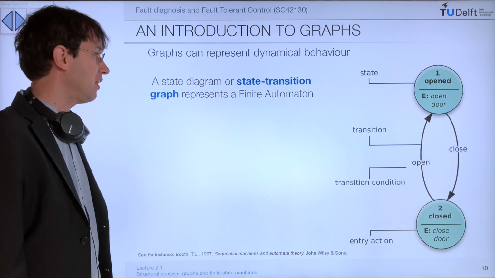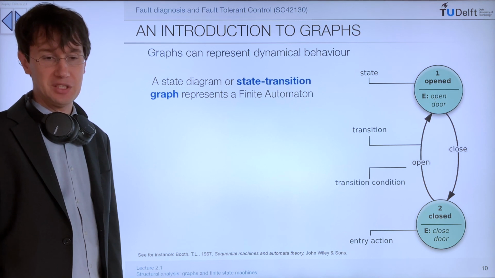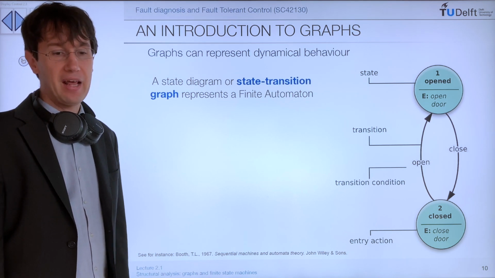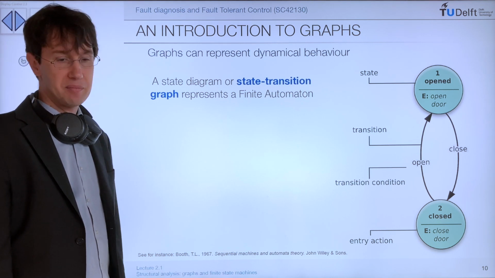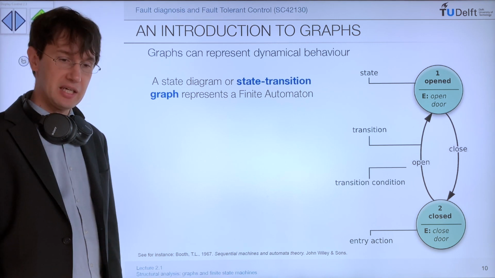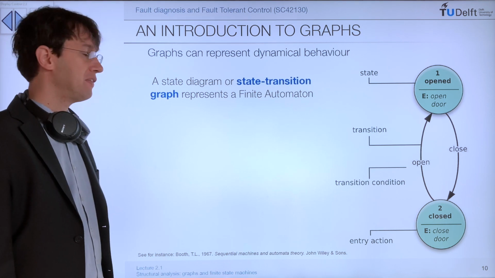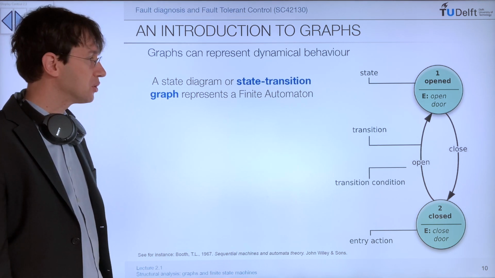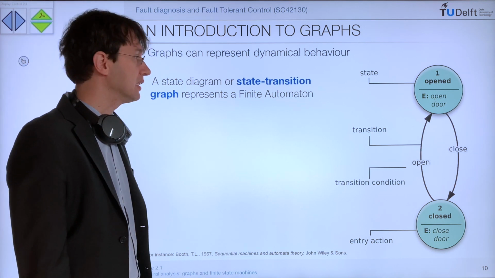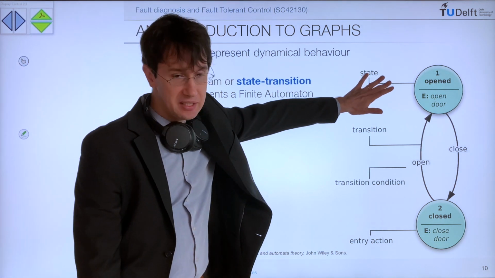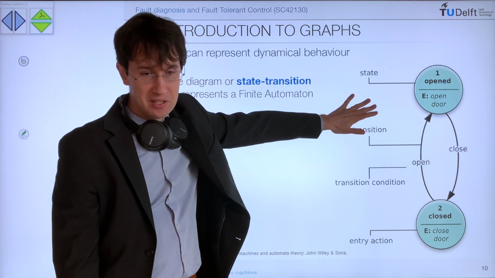A state transition graph is a more formal definition of a behavior than the flowchart. So you may have seen these in some courses about computer science, but if you don't have that background, you can just have a short look at that. And we start with an example that is the easiest way to understand. So this is a state transition graph about a door.